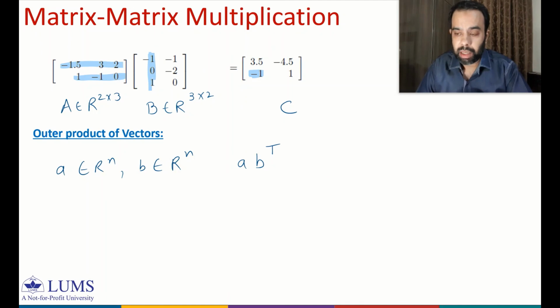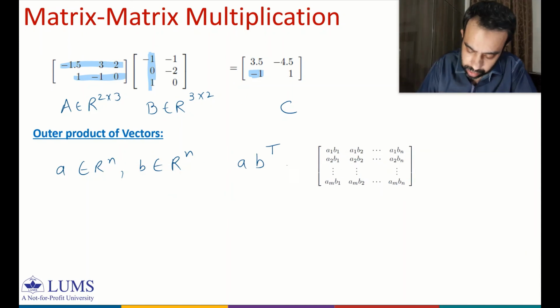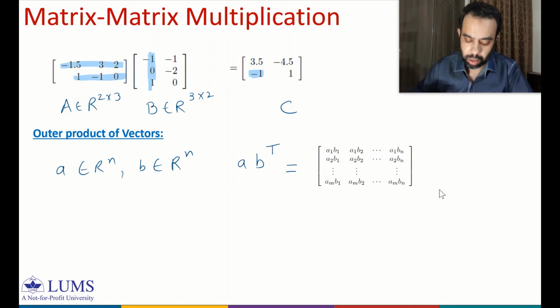A matrix of size n cross n with entries given by this. So a b transpose is a1 b1, a1 b2, a1 bn, and so on and so forth. So it is the product of each entry of the vector a with each entry of the vector b. This is called the outer product of two vectors a, b belonging to Rn.